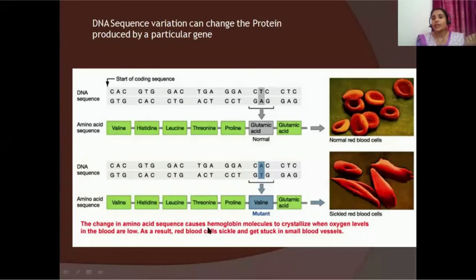The change in amino acid sequence causes hemoglobin molecules to crystallize when oxygen levels in the blood are low. As a result, red blood cells sickle. Sickle means it's a weapon. It has sharp ends. It kind of looks like this sickle. You can dig with that. Since your red blood cells' shape becomes like a sickle, it gets that name. What will happen if your red blood cells' shape becomes like this? The oxygen that it can take in will become less, so you will suffer from something called sickle cell anemia. The oxygen level in your blood will be reduced to a large extent.